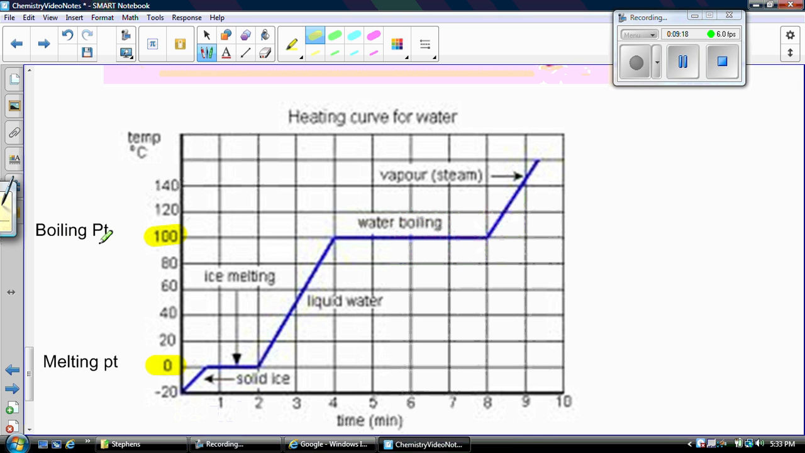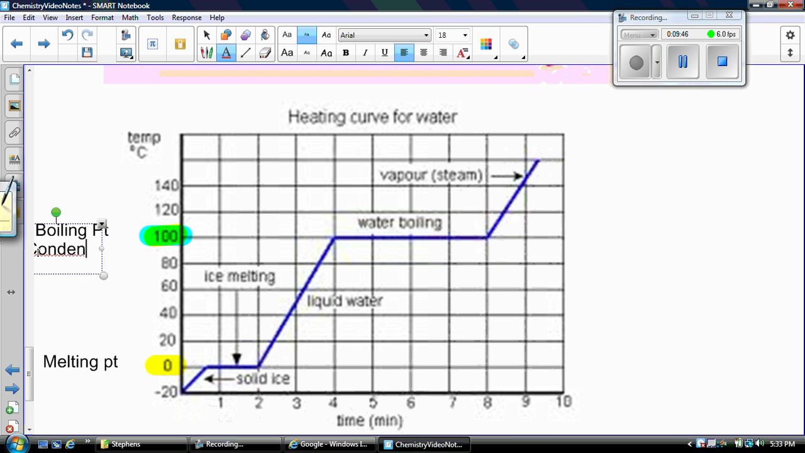Now we're going to do the opposite. Let's say now we're going to take away kinetic energy. So we're going to start out as a gas. Okay. If we take away kinetic energy from a gas, it's going to turn back into a liquid at 100 degrees. So if we take away kinetic energy at 100 degrees and temperature starts to fall, then we have what's called the condensation point.